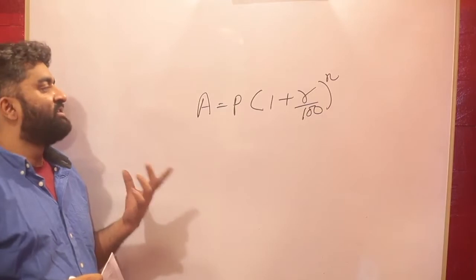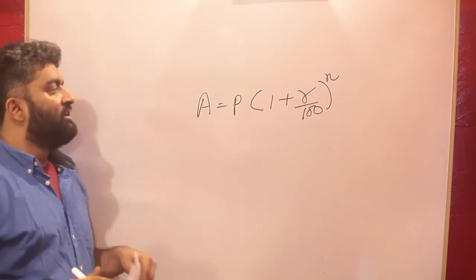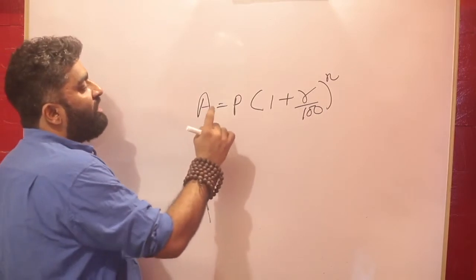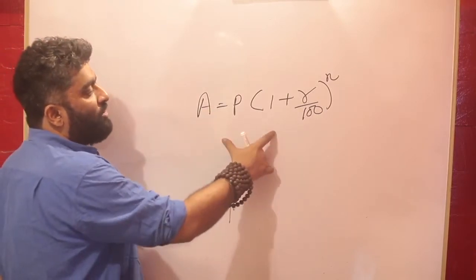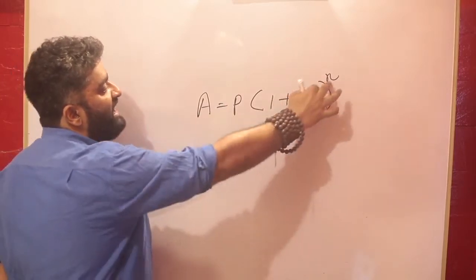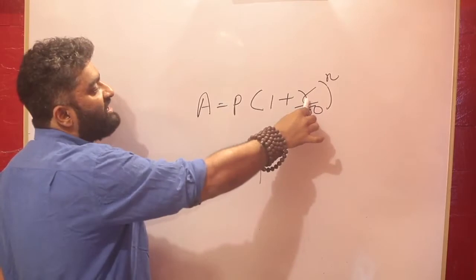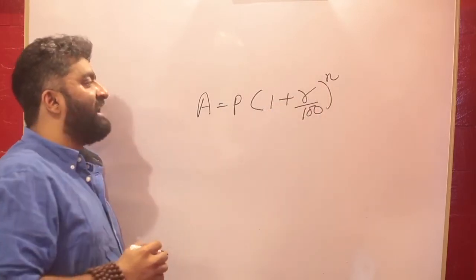Hello and welcome to another video, this time on compound interest practice and problems. In the previous video, we already came to this formula, and by now we should already know what A, P, R and N mean. A is the amount, P is the principal, R is the rate and N is the number of time periods.